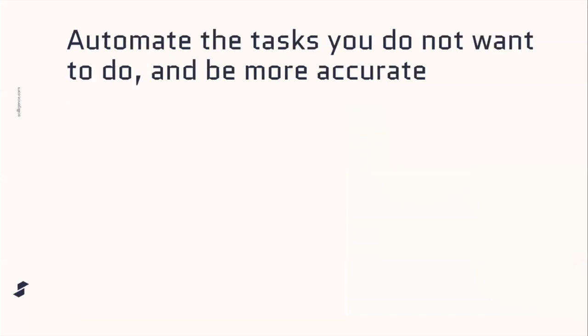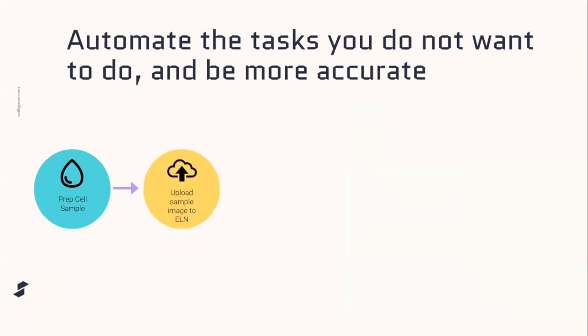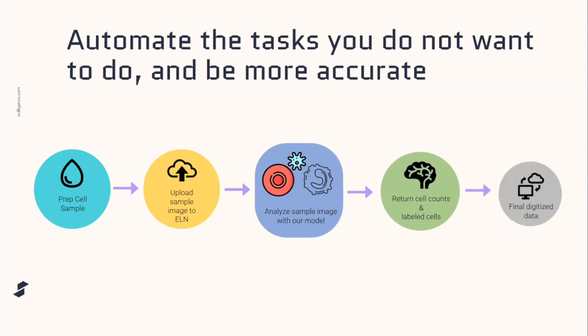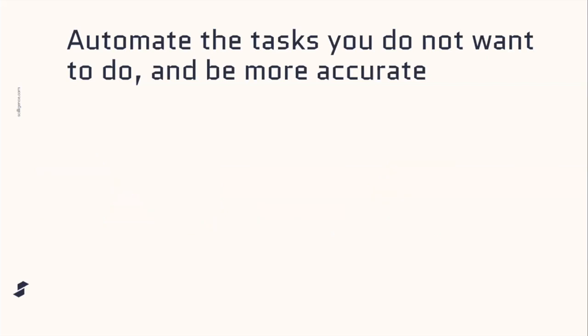So the angle we took for this project is to automate away the things that biologists don't really want to do and need to get done, and be more accurate with it, specifically when it comes to cells. With our tool, you'll be able to prep a sample as you normally would and upload an image to our ELN. Our model will analyze the sample image and then return in a few seconds the cell counts, with the overlay of the labeled cells, and then you can finalize the data. So save a bunch of time, increase your accuracy.